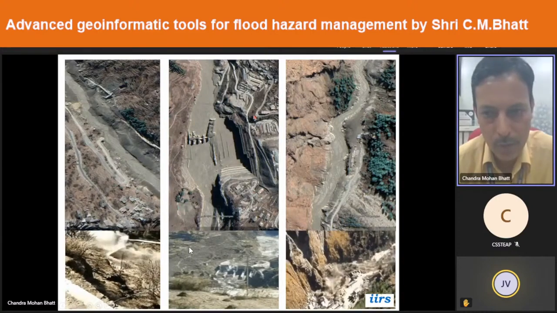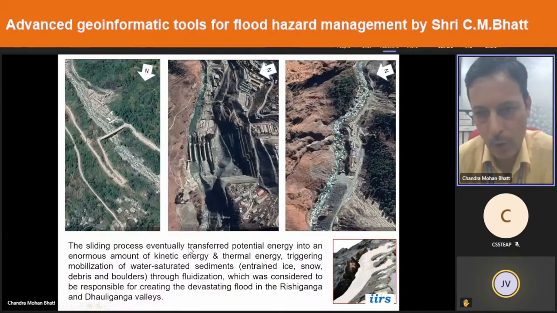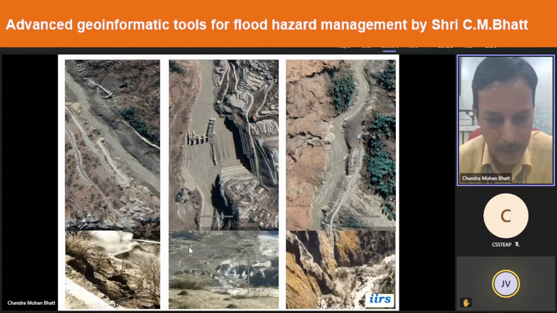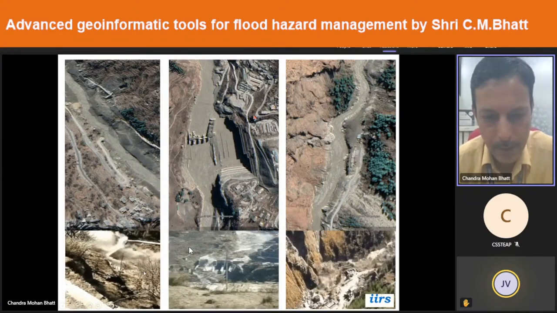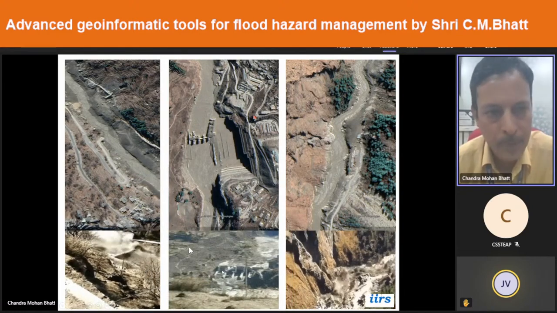So this also got washed away. And downstream of this hydropower, there were some settlements over here. They also got damaged, and the river got widened. And these are the pictures of those points that were collected by the people on the ground on that day.